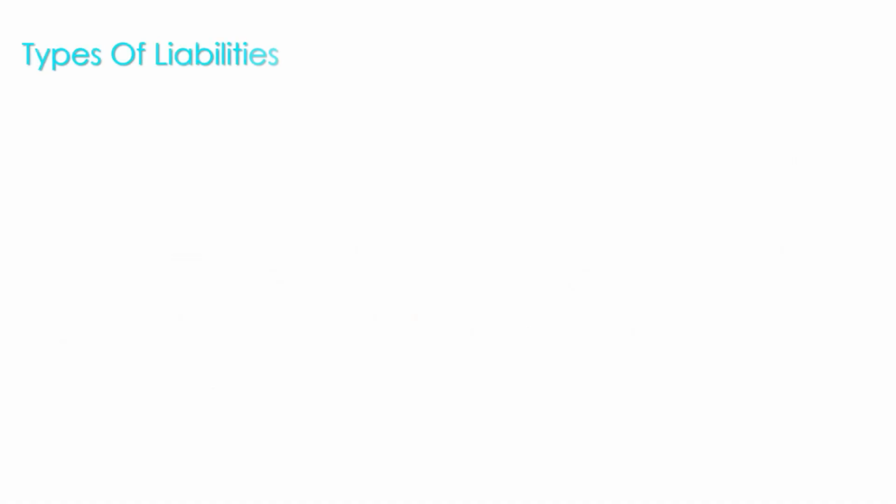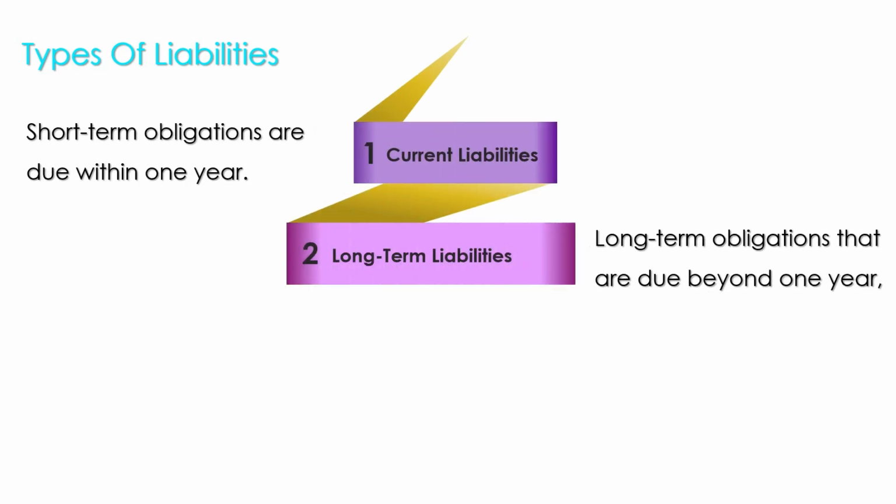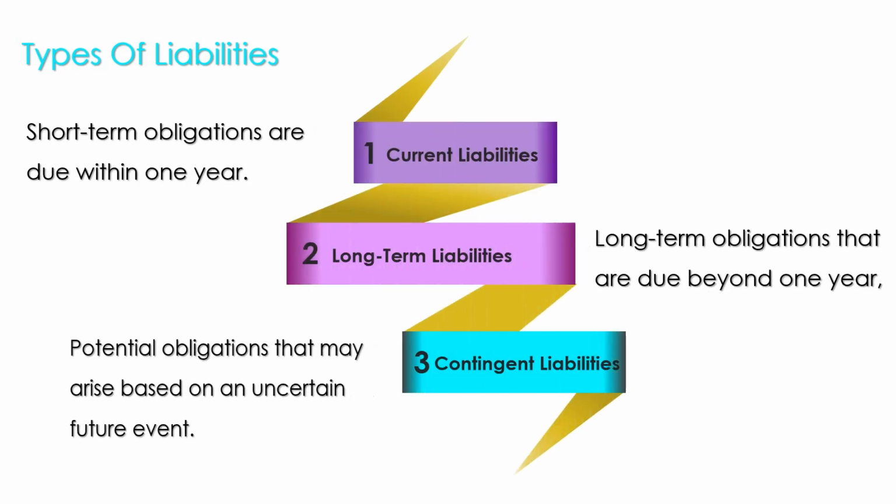Liabilities are not one size fits all. They come in various forms, each influencing our financial narrative differently. Short-term liabilities, long-term liabilities, and contingent liabilities. Let's start with the first category of liabilities: current liabilities.